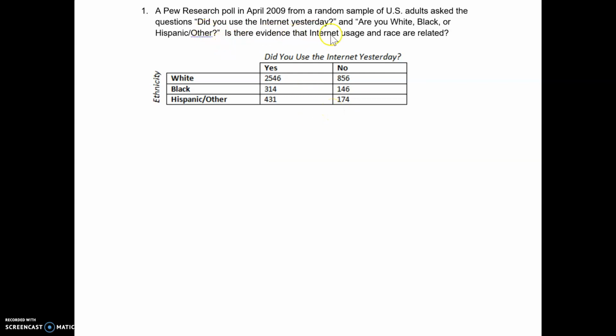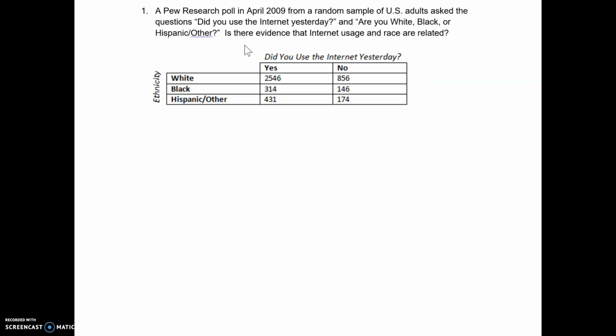Did you use the internet yesterday? And then are you white, black, Hispanic, other? Is there evidence that the internet usage and race are related? Related means not independent, right? So it could ask, and we got to be a little careful if it does ask this, it could say, is there evidence that internet usage and race are independent? So that's a little bit different question.